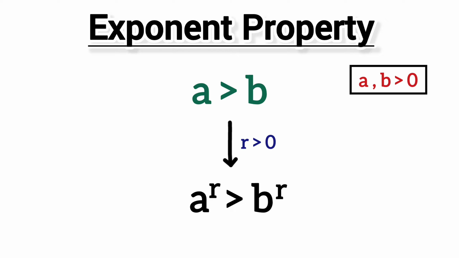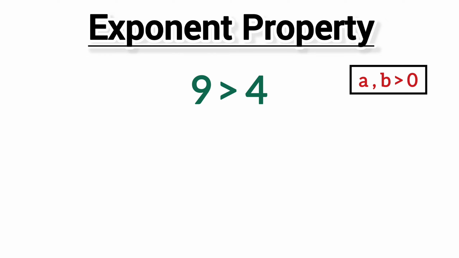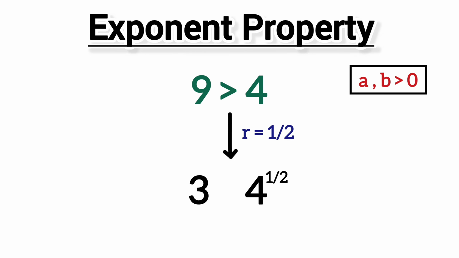Don't worry, we'll understand this with an example. 9 is greater than 4. Take r as 1 by 2. So 9 raised to the power 1 by 2 means 3 and 4 raised to the power 1 by 2 means 2. And we know 3 is greater than 2.